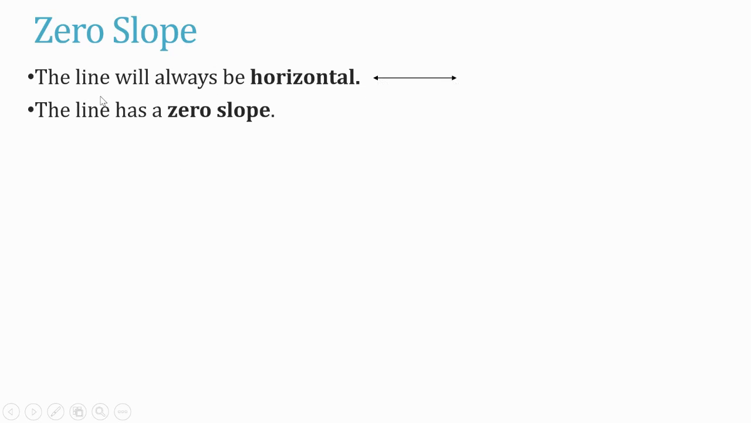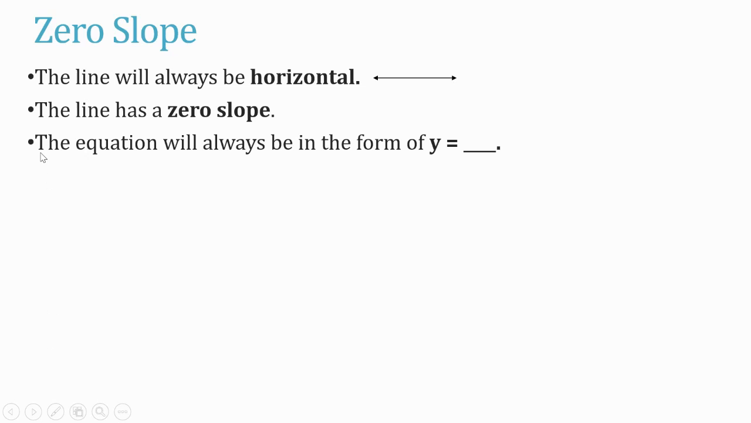Okay, so when we have a line that has zero slope, the line is always going to be horizontal. We spoke about this when we went over what slope is and the different kinds of slope. So hopefully you remember zero slope is a horizontal line. It's going to be going straight across like this. Think like a horizon, horizontal. So this line always has a zero slope, it's horizontal, and the equation will always be in the form y equals a number, any kind of number. It could be 5, could be negative 10, but it has to be a number with no variable.